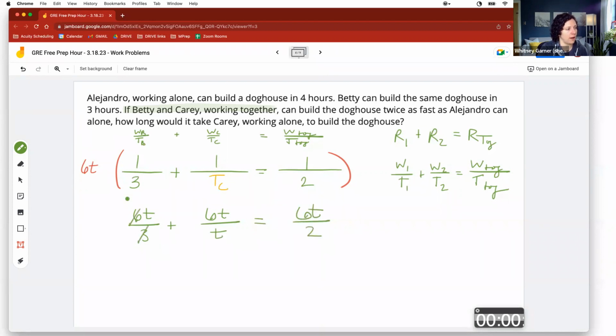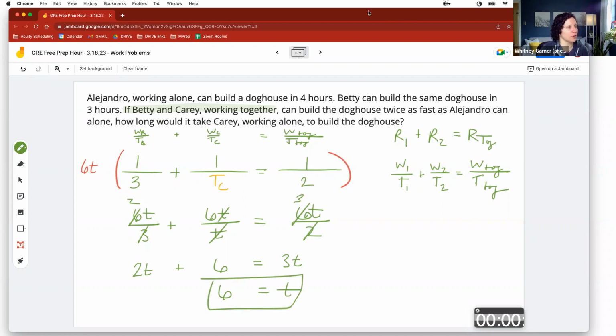Let's cancel stuff out. So I have 2t plus 6 equals 3t. Subtract the 2t from both sides, and t equals 6. Beautiful. Nicely done.